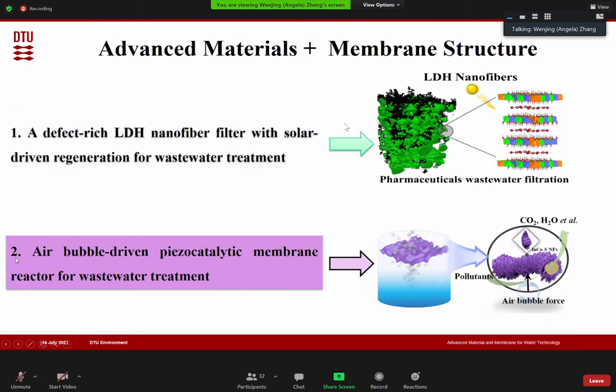So the second project I want to introduce is another kind of functional material, which is a piezocatalyst.